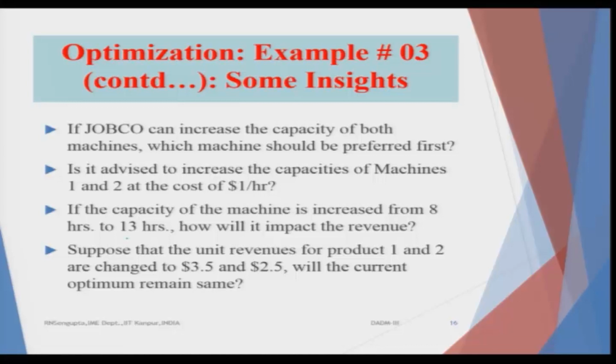Suppose the unit revenues of product 1 and product 2 are changed from 3.5 to 2.5. The corresponding values in the objective function and the constraints would change because the revenues are changing. That will have an impact on the objective function, so it can be considered accordingly and we can make the decision. Now, these questions we will try to answer. This general formulation will be considered here.